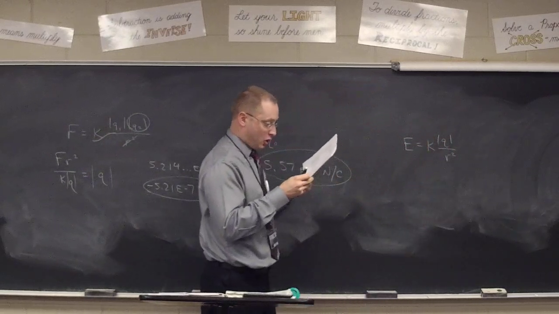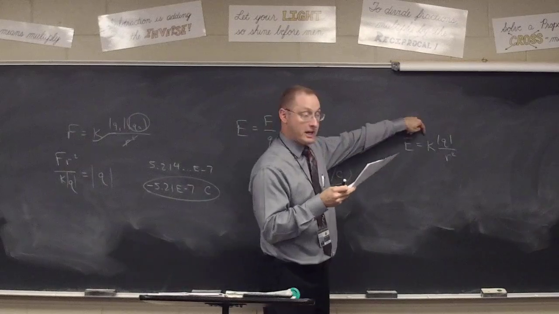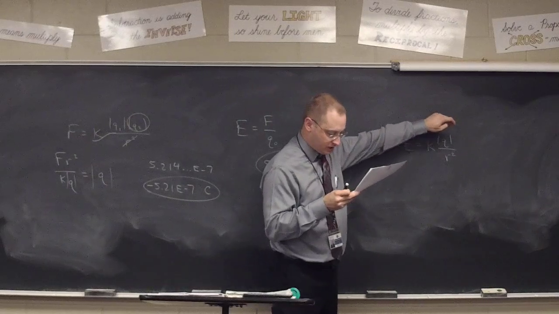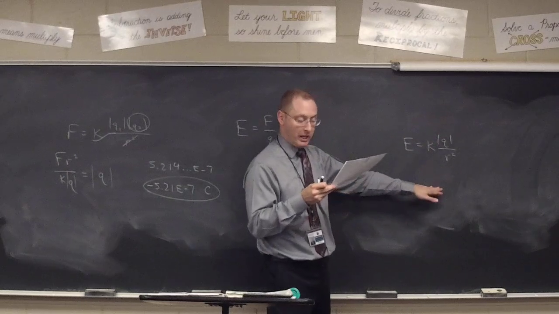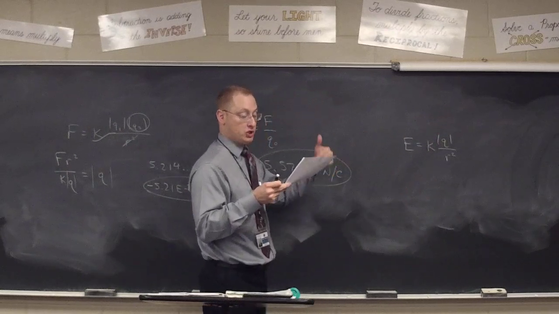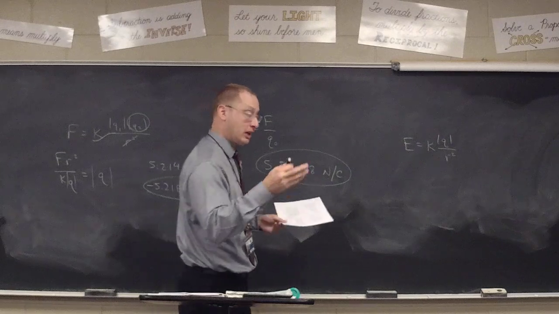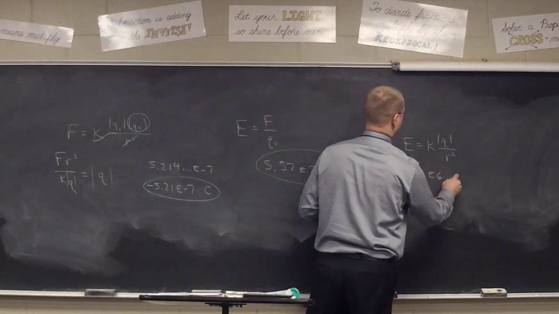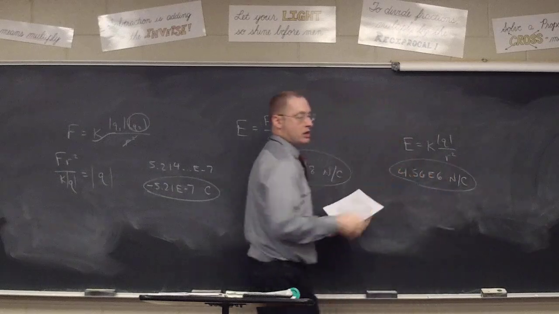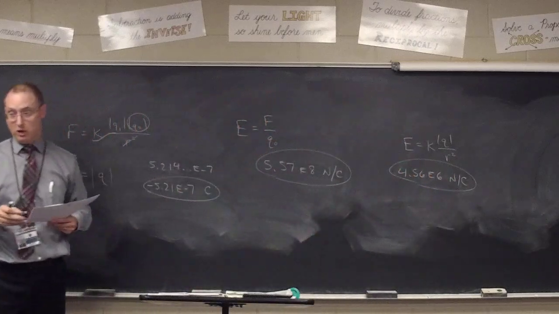And so we plug in the 8.99 E9, we plug in the 7.93 E negative 6 coulombs. We divide all of that by 0.125 meters squared. And what do we get for that electric field strength, Michael? 4.56 E6 newtons per coulomb. And that is correct. And you get that for the last one.